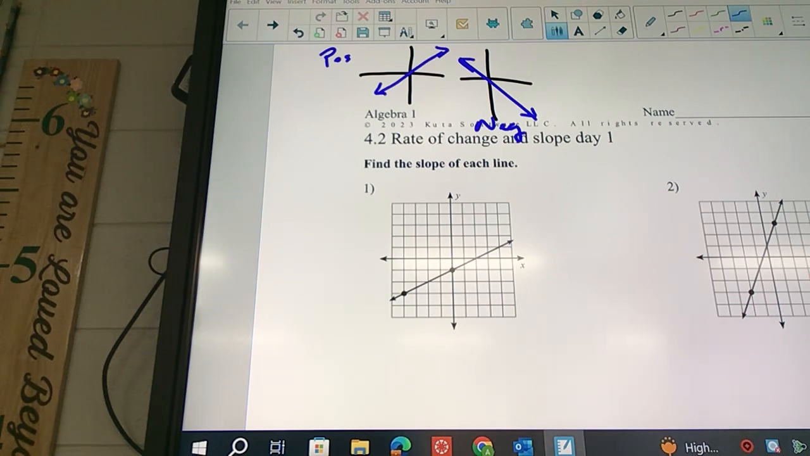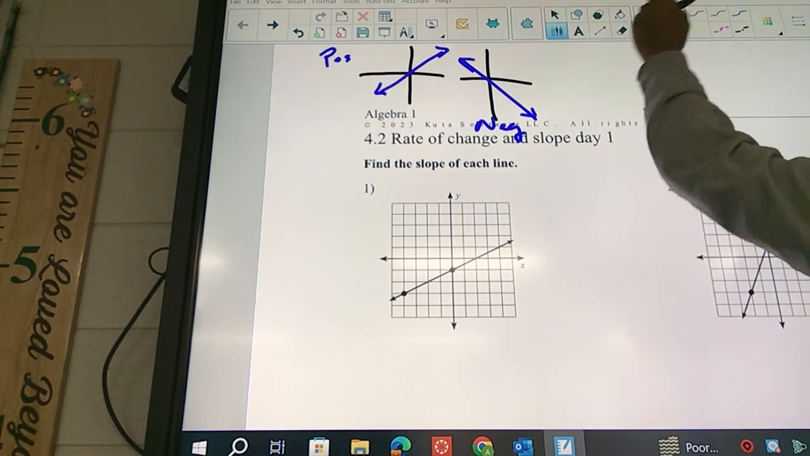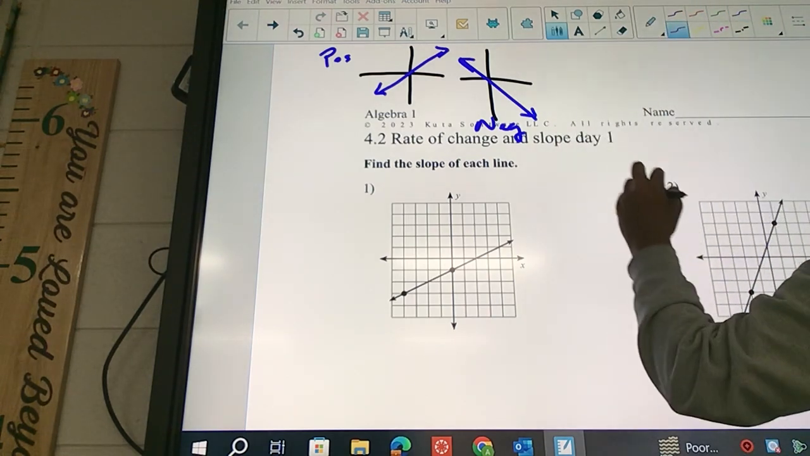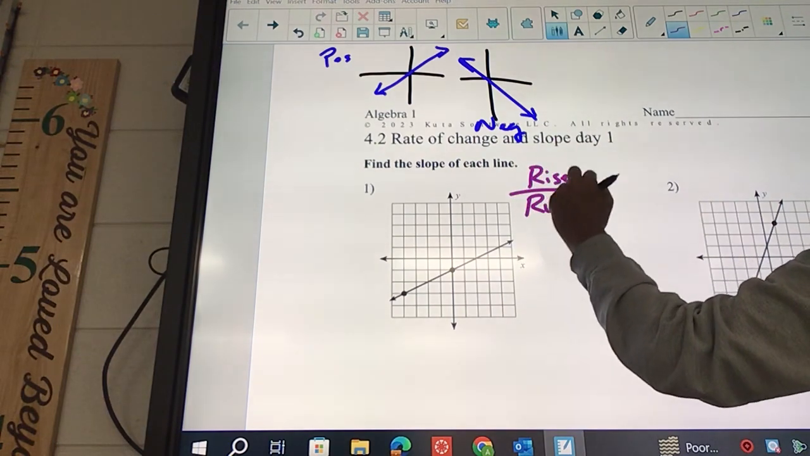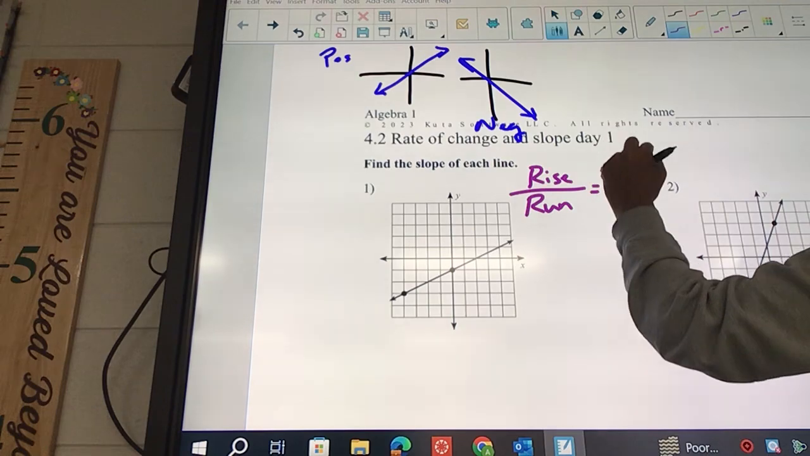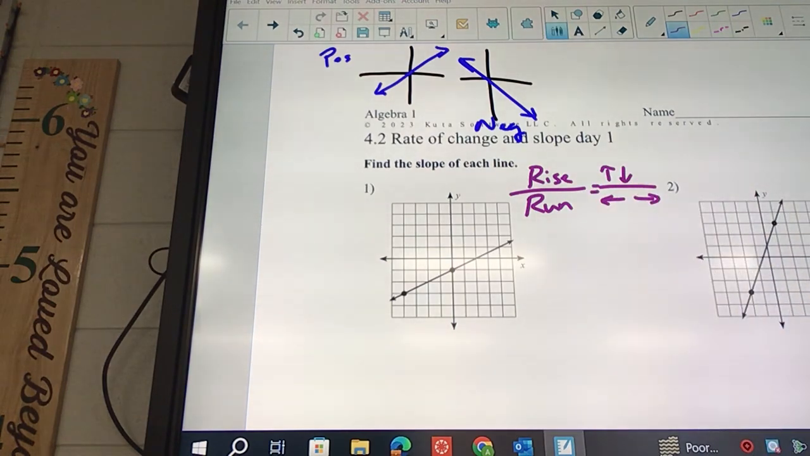Okay, as far as this first part over here, the slope is described as your rise over your run, which is the up and down, whether you go up or down, and then the left or the right. And that's pretty much the gist of slope as far as a picture goes.